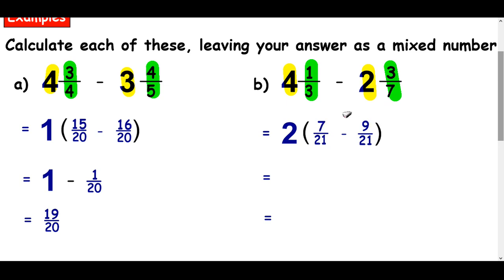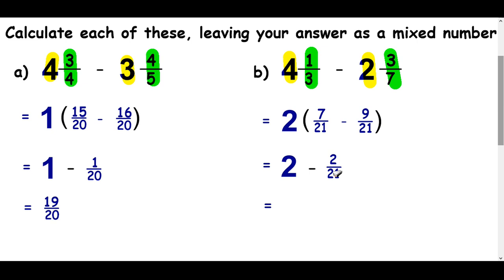Now this takeaway here creates a negative fraction. 7 take away 9 is negative 2. So we've got 2 take away 2 over 21. Okay, well, if you're taking away 2 over 21 from 2, you're left with 1 and a bit. In fact, 1 and 19/21. Again, I'm assuming you know how to do that. It's in the last lesson.